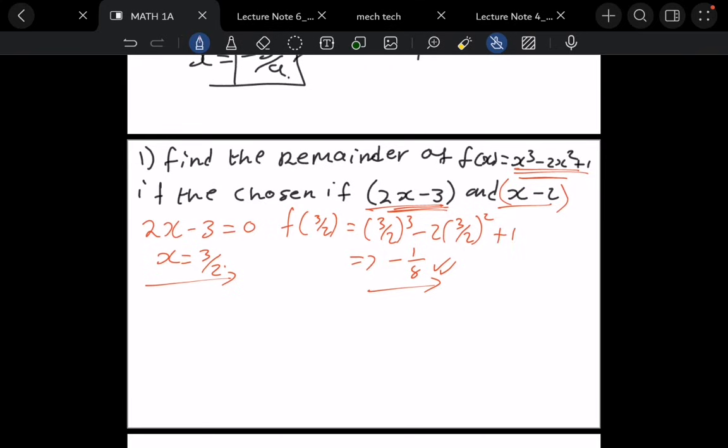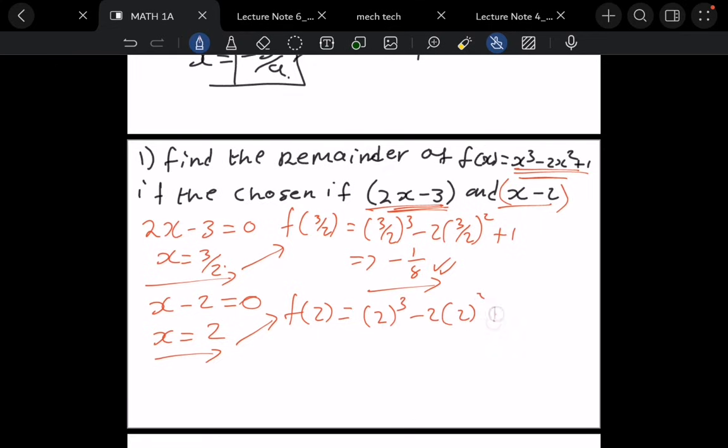So we need to take the factor and find the zero of that factor, which is x minus 2, right? x minus 2, and then equate it to 0. And so x is equal to positive 2. Take this and substitute it into f of x. So where you see an x, you substitute 2. And then solve. Punch that in your calculator. You're going to have a 1.